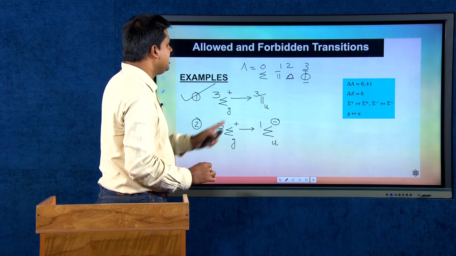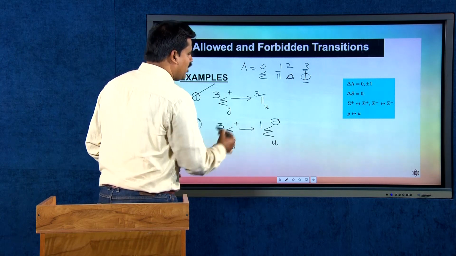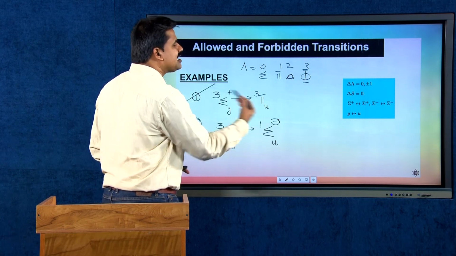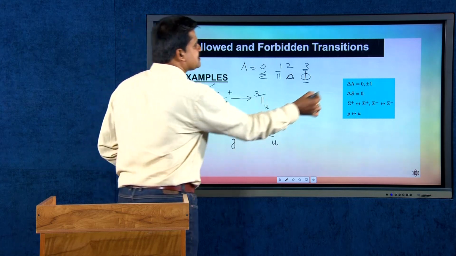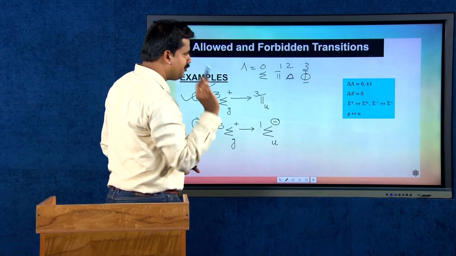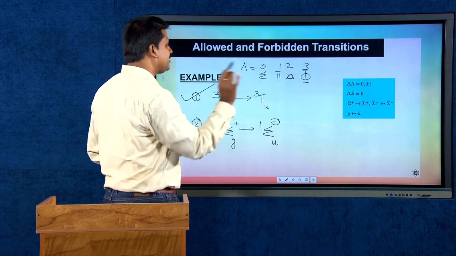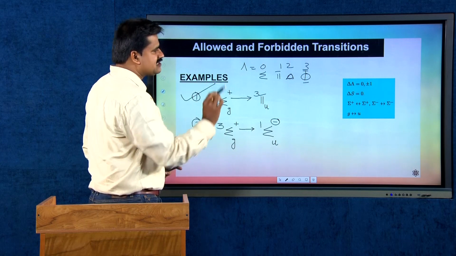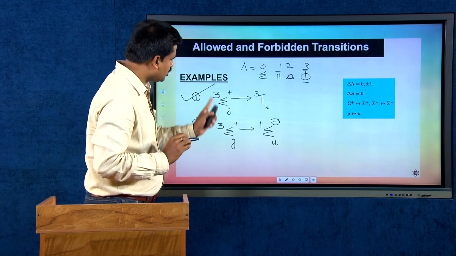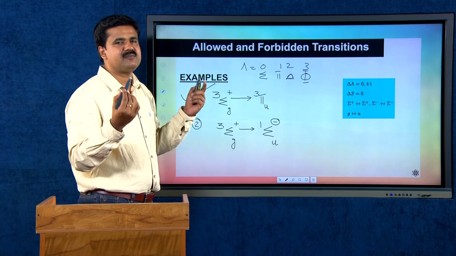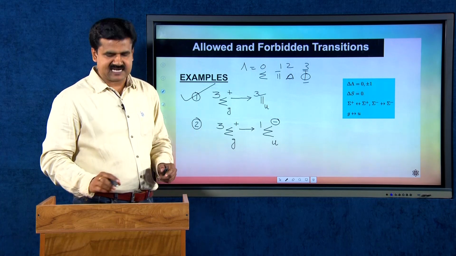Now we can move on to the last transition. This is from 3 to 1. There is a change in multiplicity, so there is a change in the value of S. So the second rule is not obeyed, and hence the entire transition fails, even though the other points are okay. If one selection rule is not valid, the entire transition will be blocked. So no doubt the second transition is not an allowed transition, it is a forbidden transition.